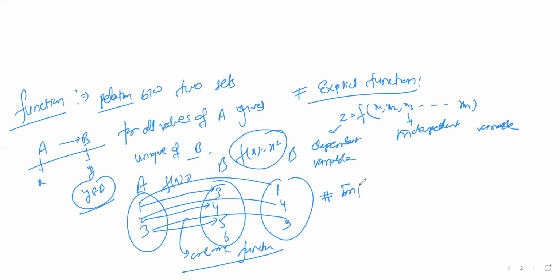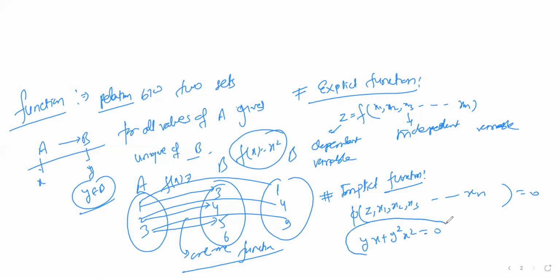In the same way, the implicit function. Implicit function means the variables come under a function, like if it is given phi of z, x1, x2, x3, going up to xn, is equal to 0. It means we can't separate the variables. That type of function is called an implicit function. Like if I give you here x y plus y square, x square is equal to 0. Now can you simplify them?